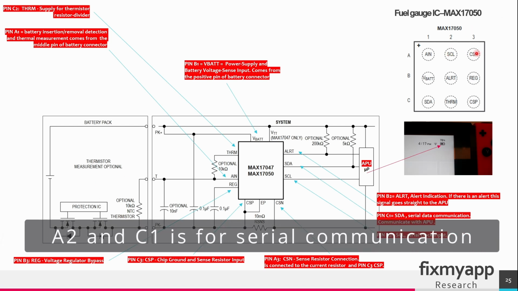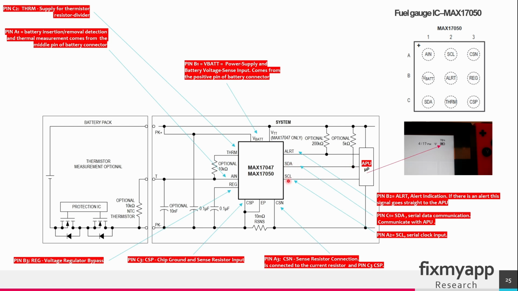So the A2 and A3 pins are the serial communication pins. This is the serial data pin and the serial clock signal, and as you can see, this goes directly to the APU. So let's say this battery is overheating. The fuel gauge IC will detect it, and it will send, for this example, an alert signal. So this alert signal will go directly to the APU, and the APU will shut down the whole system. So this alert signal is an interrupt signal, which the APU can use to stop the current processes for the Nintendo Switch. That is why when you don't have a battery connected, the Nintendo Switch Lite won't boot up.